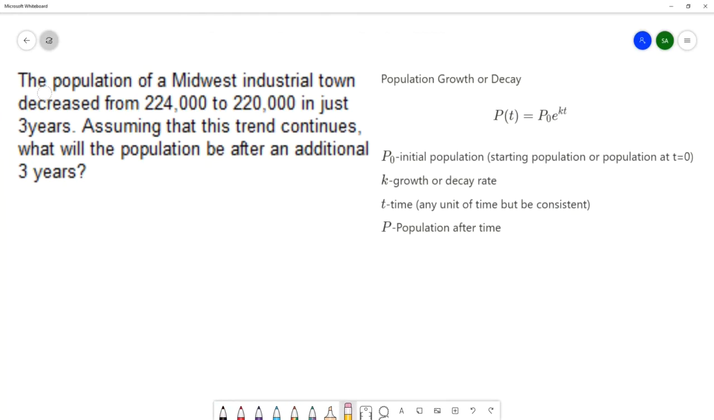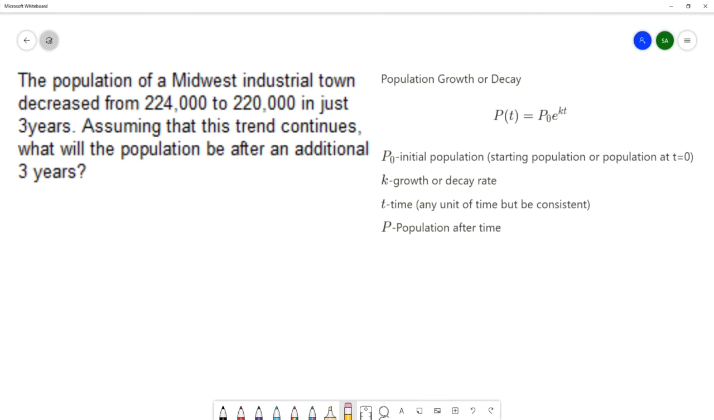The population of a Midwest industrial town decreased from 224,000 to 220,000 in just 3 years. Assuming that this trend continues, what will the population be after an additional 3 years?